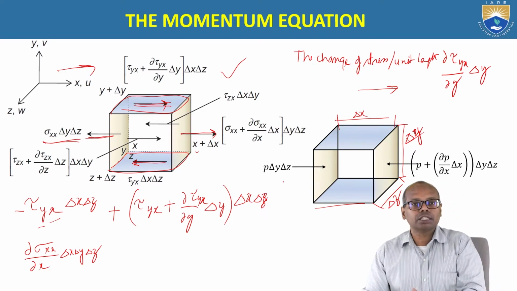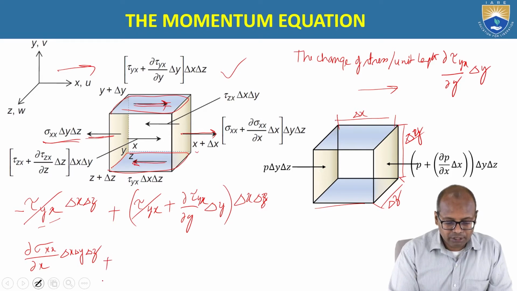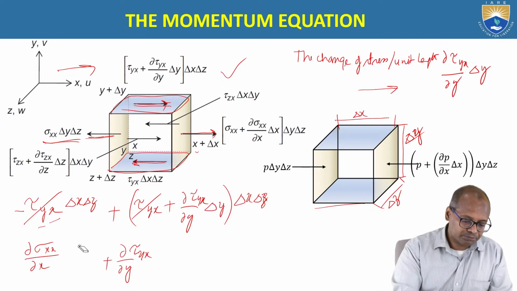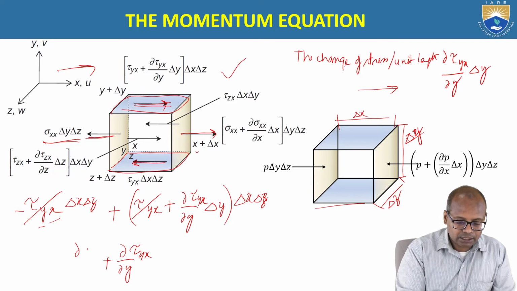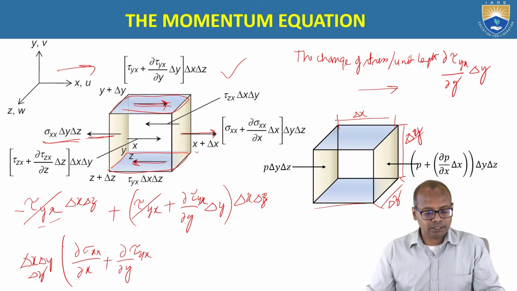Now if I simplify this, what will I remain with? This is negative value, this is positive value, will get cancelled off. I will be remained with dou by dou y of tau yx into same delta x delta y delta z. So I will write it as a common value: dou sigma xx by dou x into delta x delta y delta z. This volume is common, so I am taking it common.